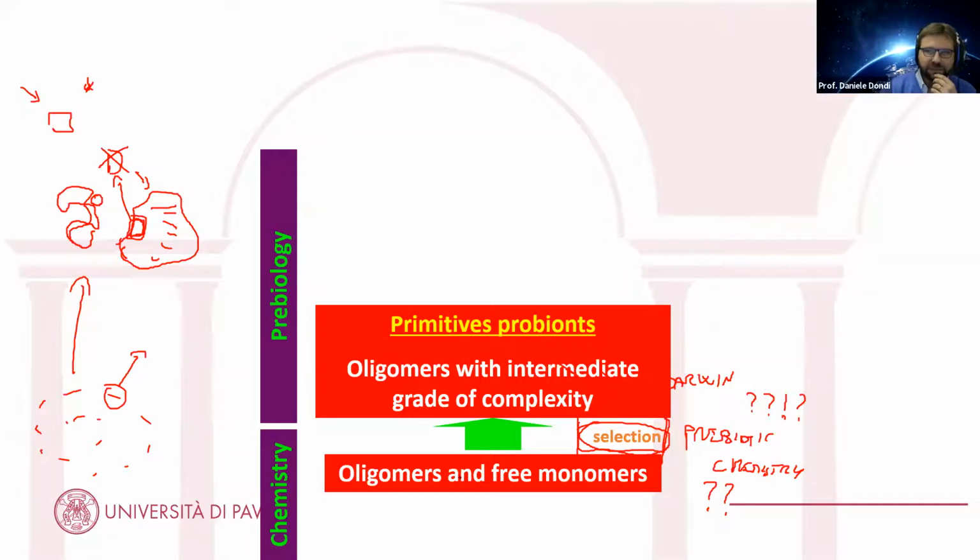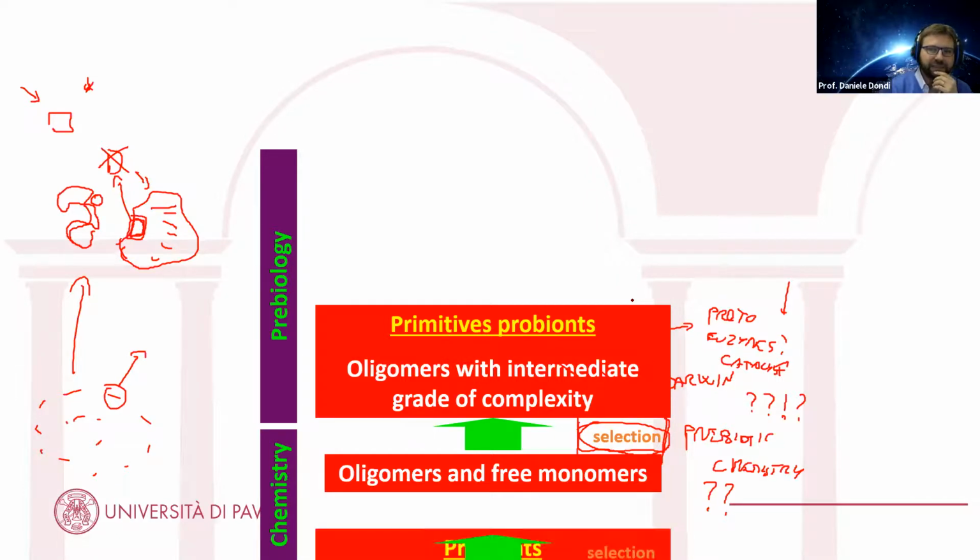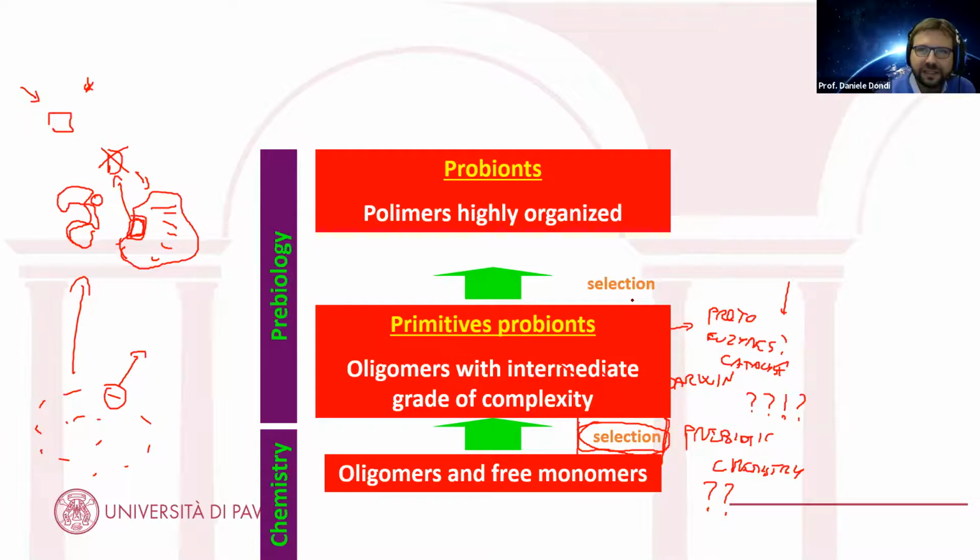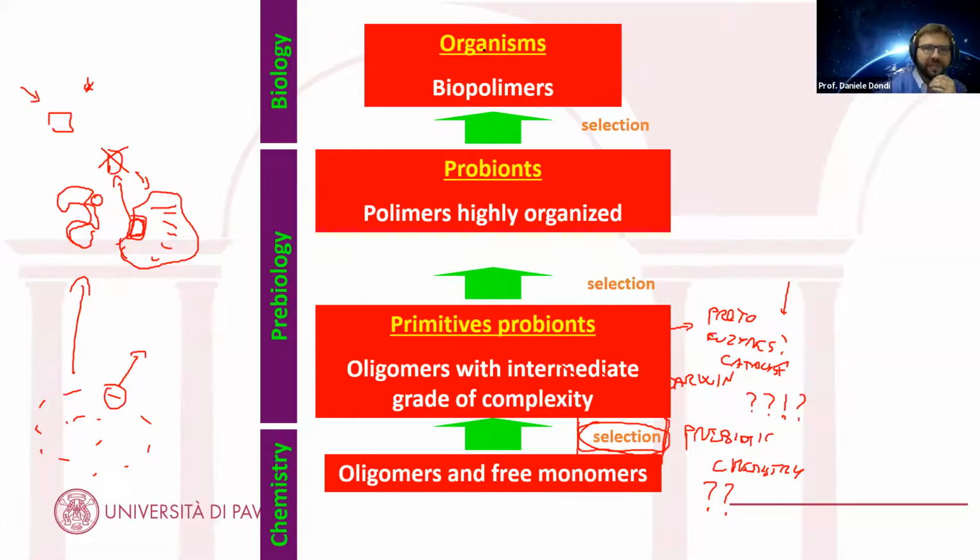You increase the complexity a little bit, and you're able to make what are called protoenzymes, some catalysts. It depends on your point of view. If you are a biologist, think about protoenzymes. If you are a chemist, you think about a good catalyst. It's more or less the same; the words are the same at this level. Then maybe you have some so-called probionts, polymers highly organized, more similar to the actual ones. And finally, you have the domain of biology in which we are living now, biopolymers.